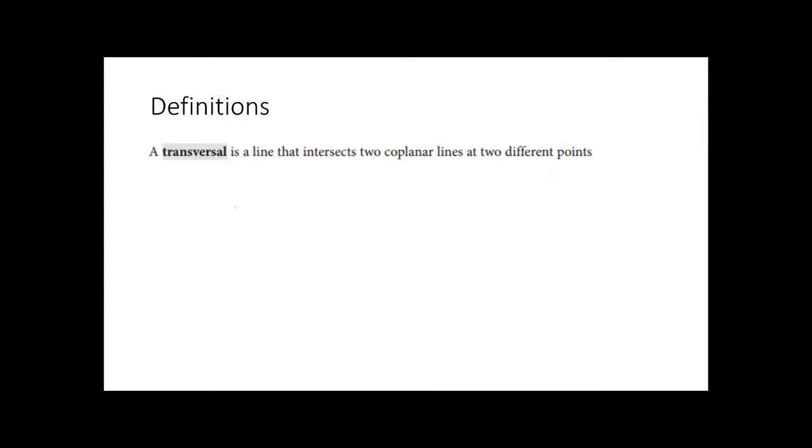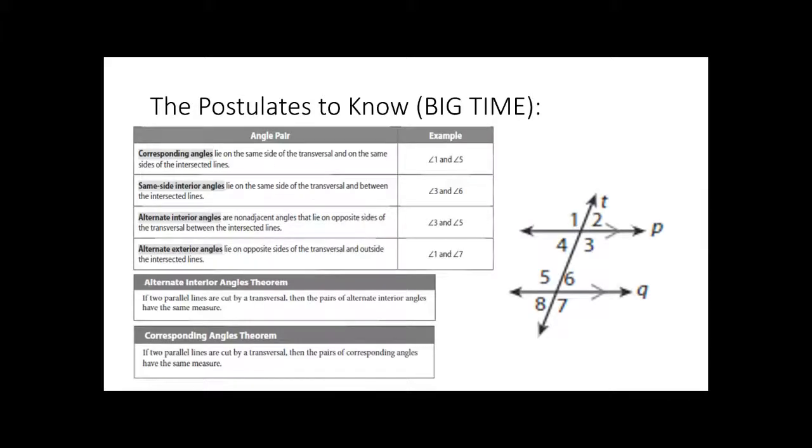So first definition is a transversal. What is a transversal? A transversal is a line that intersects two coplanar lines. So basically, here's two lines. We'll call this line L, and then a second line, and we'll call it line M. A transversal just intersects both of them. They usually denote it with a little t, and it intersects two different spots. That's a transversal.